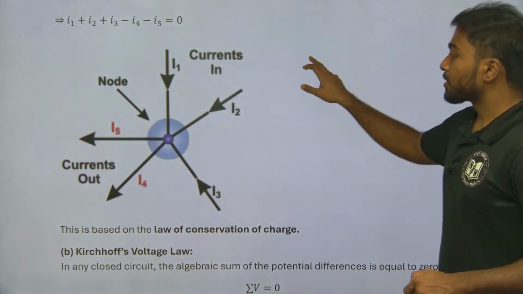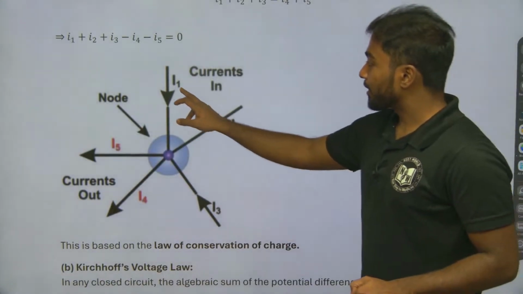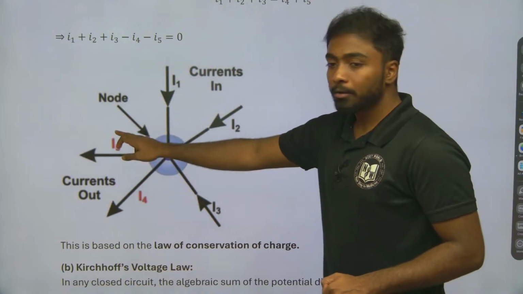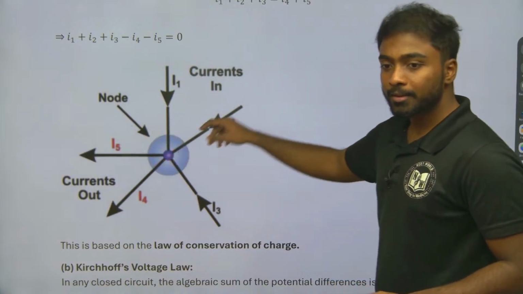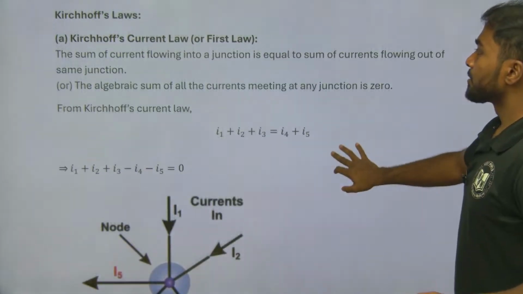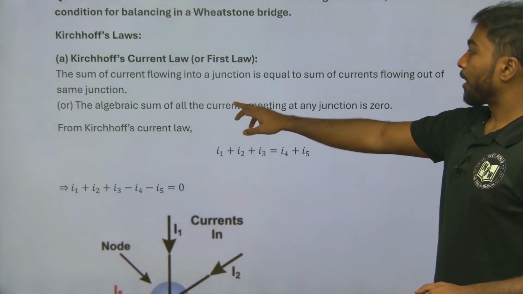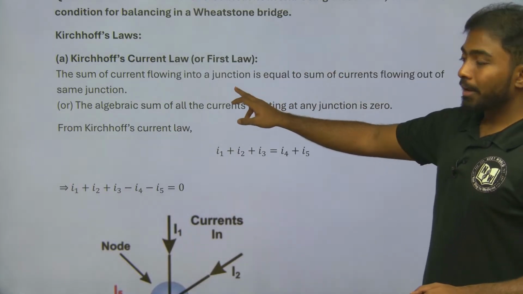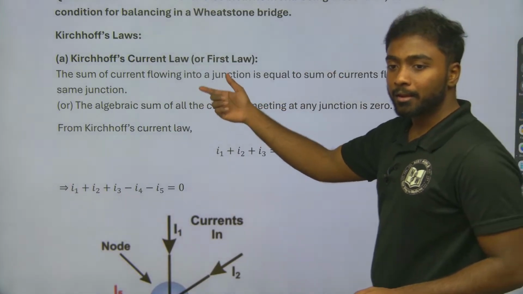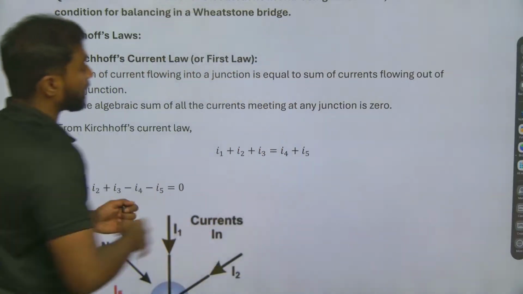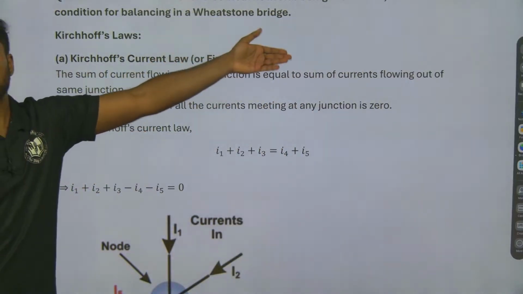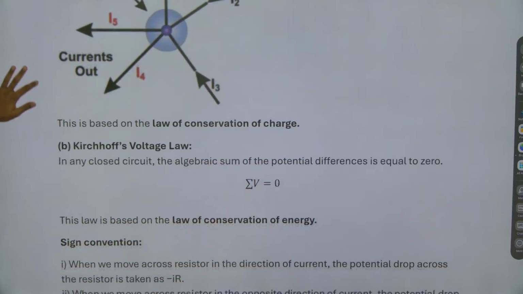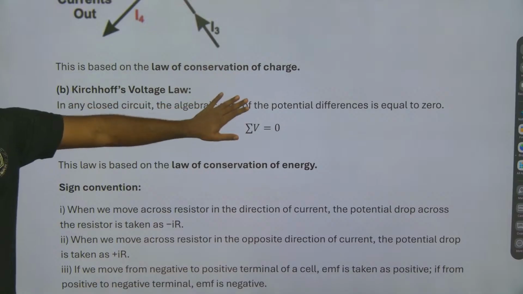So or else the other thing what we can say, I1 plus I2 plus I3 minus I4 minus I5 should be equal to 0. So the sum of all current meeting at any junction is 0, or else we can say sum of current going into the junction will be equal to coming out of the junction. Okay. Now this is based on the law of conservation of charges.